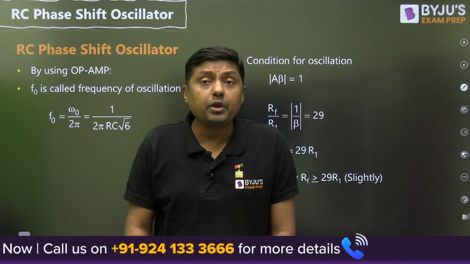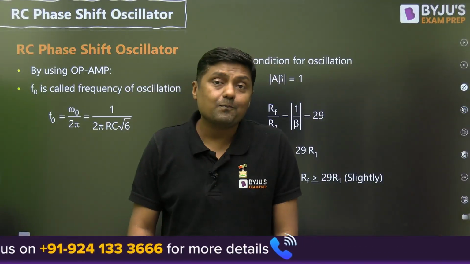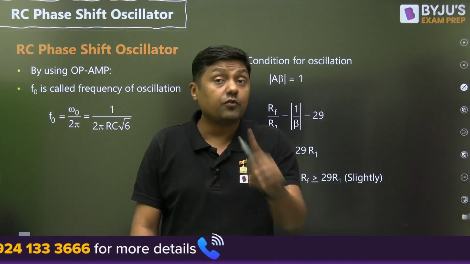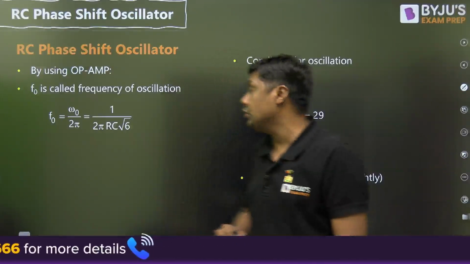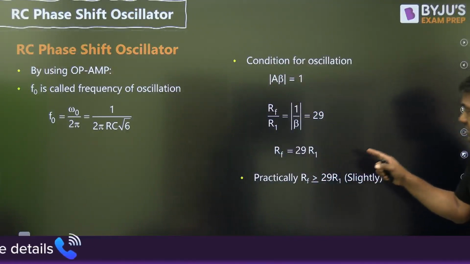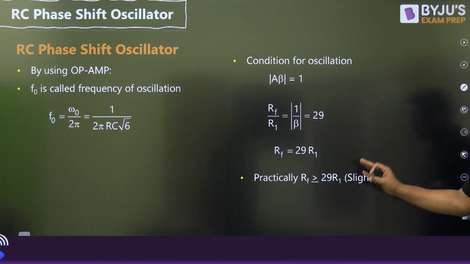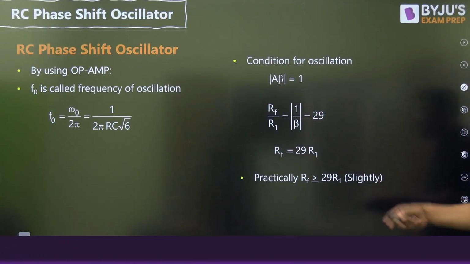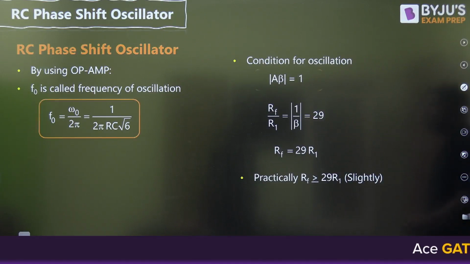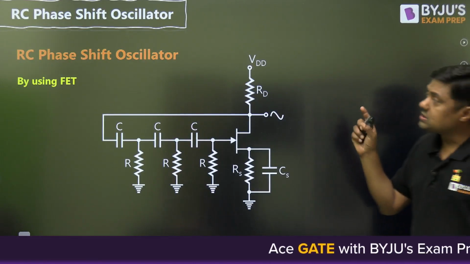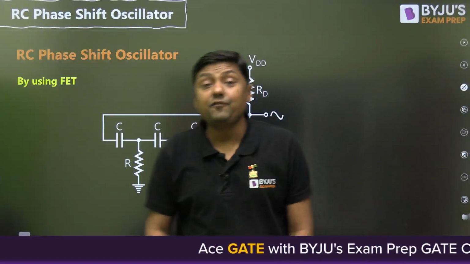Then RF should be equal to 29 times of R1, but practical consideration, mod of A beta should be slightly greater than or equal to 1. And that's why RF should be slightly greater than or equal to 29 times of R1. This is very important formula. Note this formula.